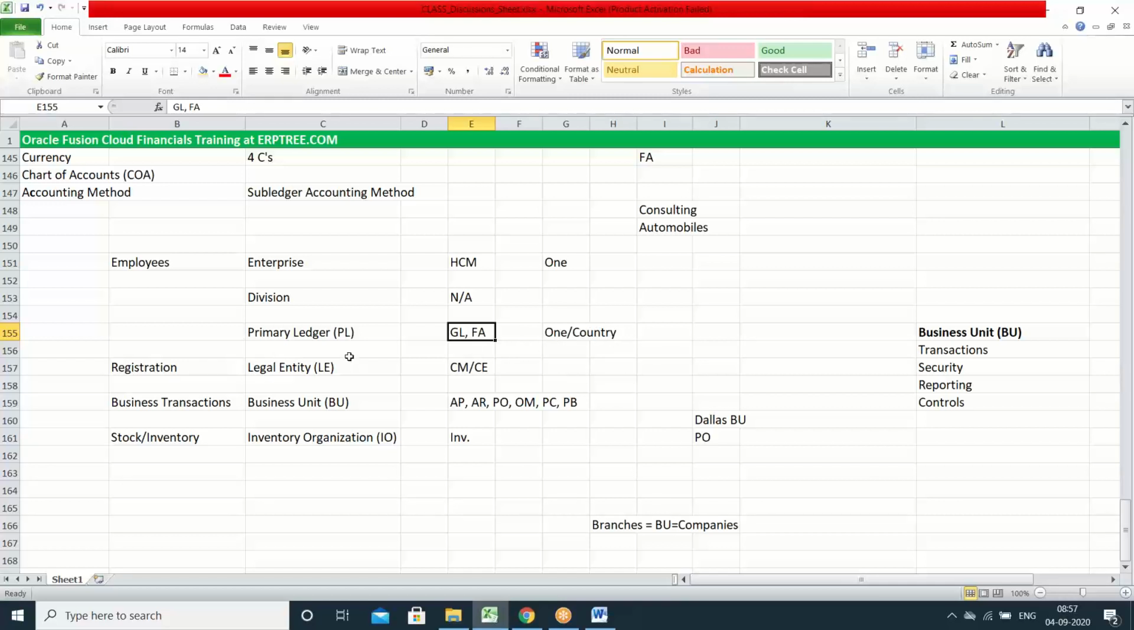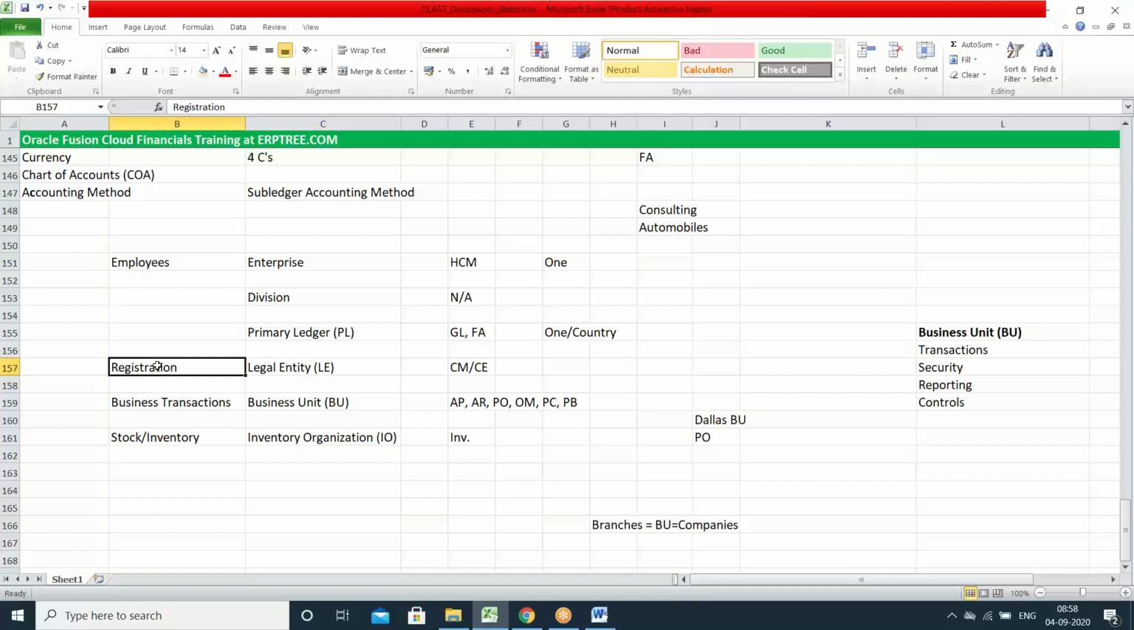You can have more than one primary ledger in one country if the client wants, for example if they are doing 2 different businesses and want separate primary ledgers for them. We can have that, but in reality that is not a good practice. In most implementations you will see only one for one country.